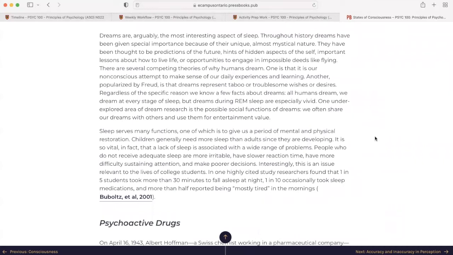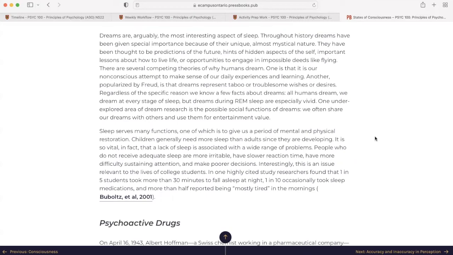Dreams are arguably the most interesting aspect of sleep. Oh, hooray, I'm not the only one. Throughout history, dreams have been given special importance because of their unique, almost mystical nature. They have been thought to be predictions of the future, hints of hidden aspects of the self, important lessons about how to live life, or opportunities to engage in impossible deeds like flying.